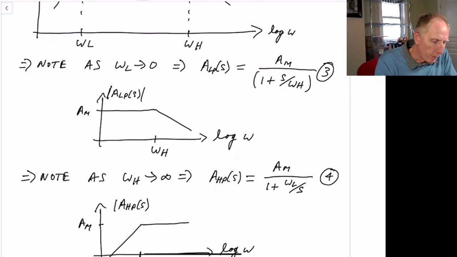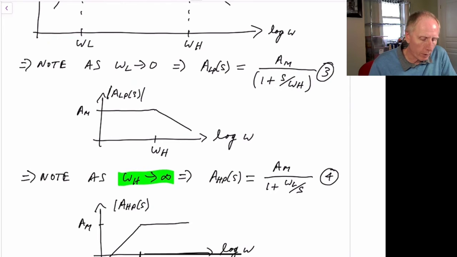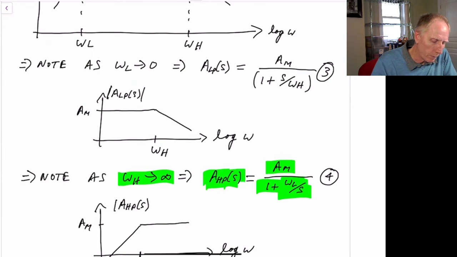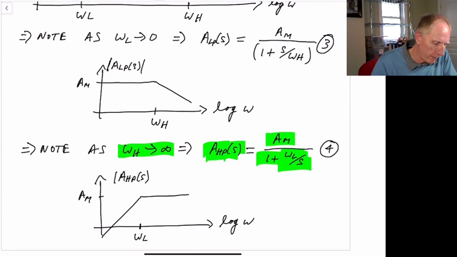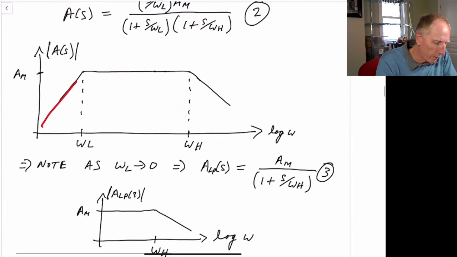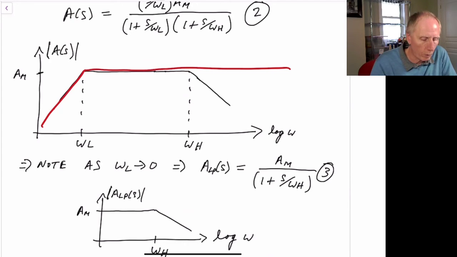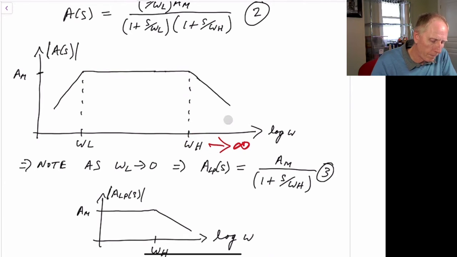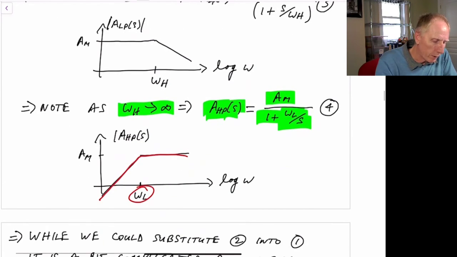Also, if omega H went to very large frequencies, so if we could ignore the high frequency component, then A would look like a high pass response rather than a low pass response. It would look like A sub m divided by 1 plus omega L divided by S. So we would have a curve which would look something like this with omega L. That would be this curve here, going off like that, assuming omega H goes higher and higher towards infinity. So those are really the two cases we have.